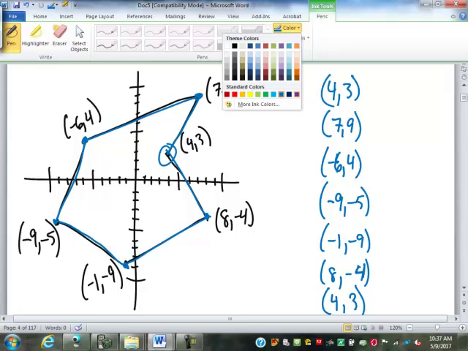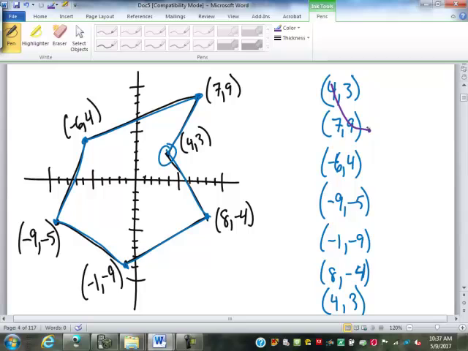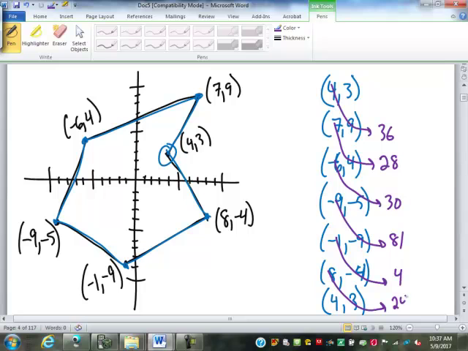So, down products. 4 times 9, 36. 7 times 4, 28. Negative 6 times negative 5, 30. Negative 9 times negative 9, 81. Negative 1 times negative 4, 4, and 8 times 3, 24. So we got there, what? 28, 109, 139, 167, 203 it looks like.